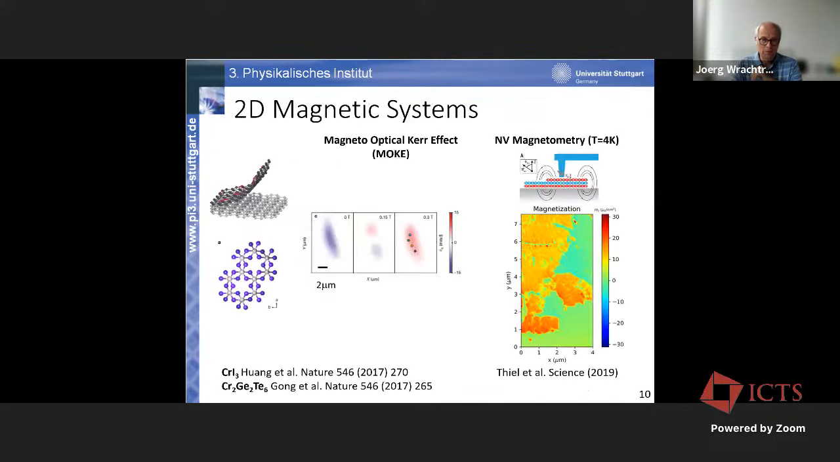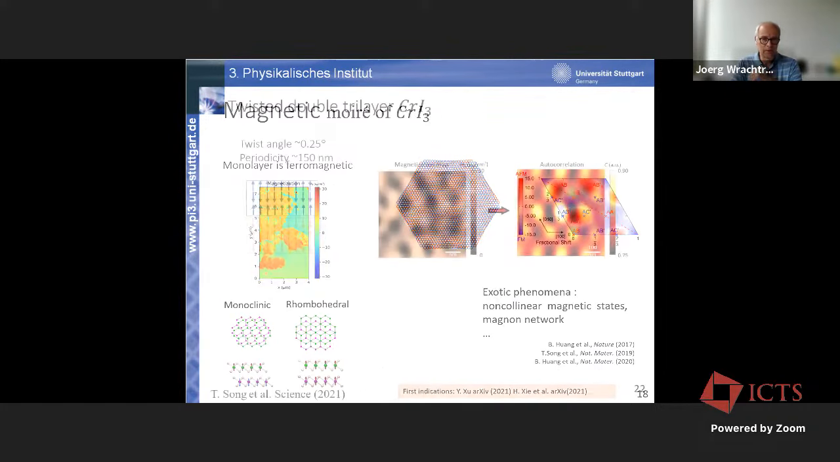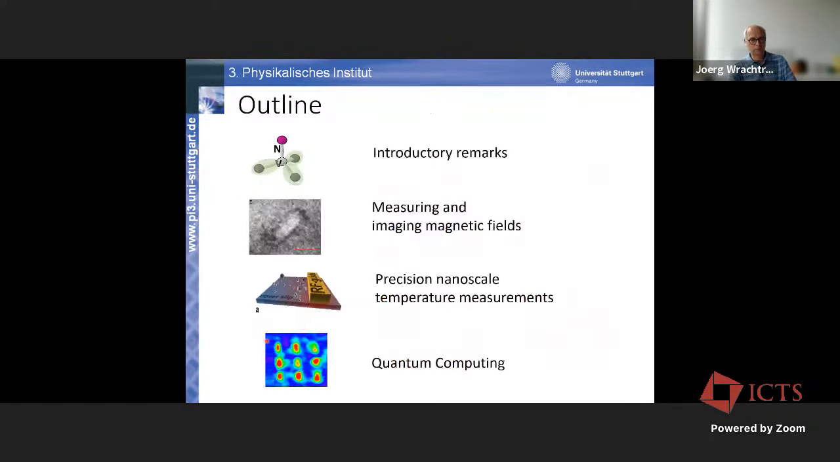Okay, so maybe I jump over this because we are starting already to approach the end of my lecture, and I will give you a brief account on what we are doing in quantum computing before I finish off, and then allow for a bit of discussion.